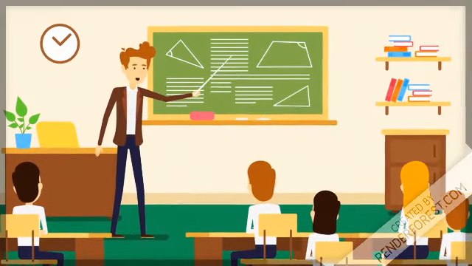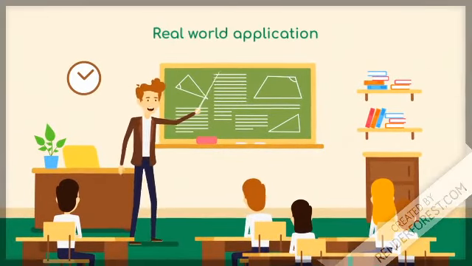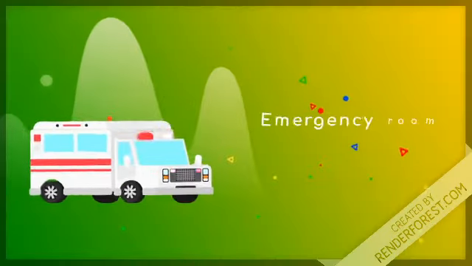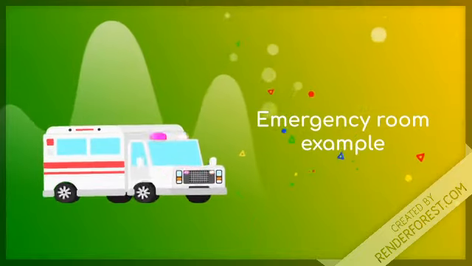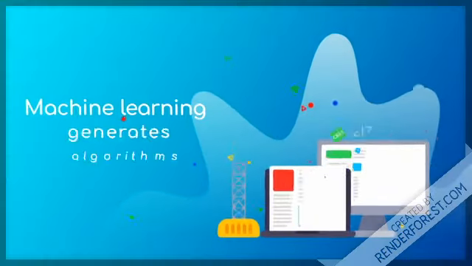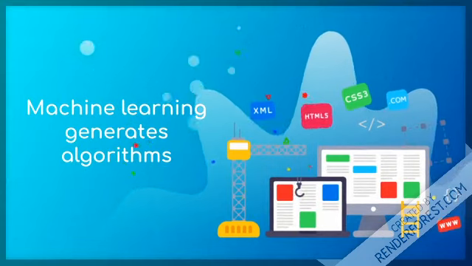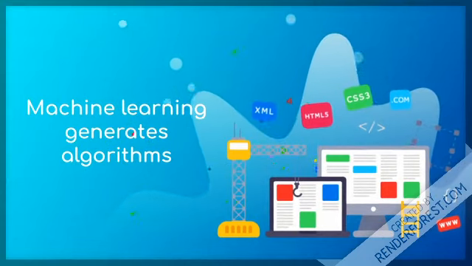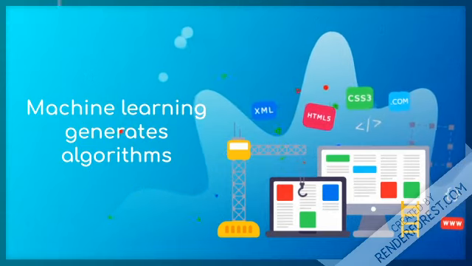Now that we have defined predictive analytics, let's look at a real-world example of how it can be applied. In this example, we will consider how claims data from an emergency room can help predict hospital readmissions. Machine learning can be utilized to generate an algorithm which would show the top 3 traits shared by patients who are readmitted to the hospital within 30 days of their initial discharge.